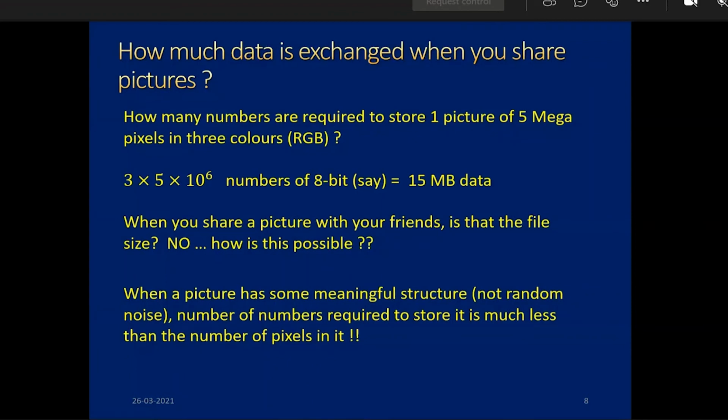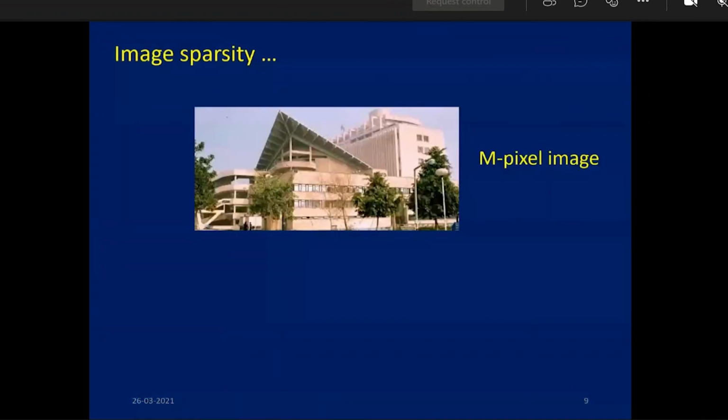Why all of these things are possible, even in music, why MP3 is possible, is mainly because the signals we are considering all have some structure to them. You can always find a mathematical representation of these signals such that the number of numbers required to store these pictures is much less than the number of pixels in it. This idea is known as sparsity of images. In the pixel domain, if you take this picture of the IIT Delhi building, maybe there are m pixels and every pixel is non-zero. But there is always a representation.